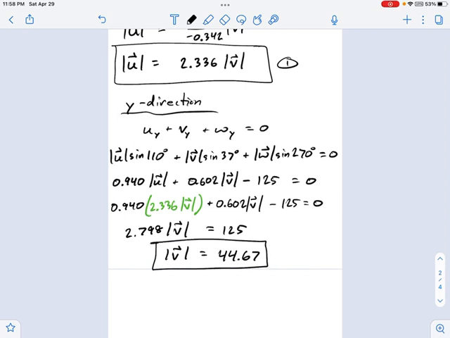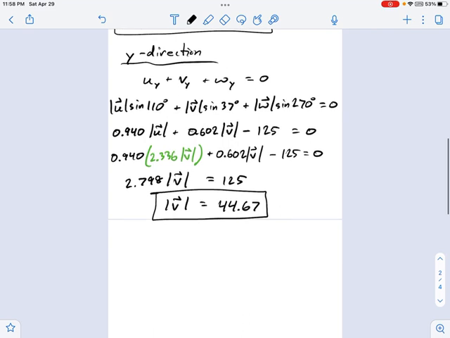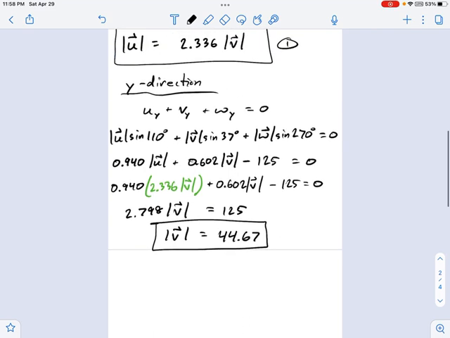Okay, so that's an answer. That's one of the answers to the question. Now, I know I'm off a little bit because I made some rounding errors up above, right? I only used 4 digits. If you want to use like 5 or 6 digits, you'll be more precise than I am. But now what I'm going to do is plug this into that equation. I'm going to take equation 1 again. Magnitude of the u vector equals 2.336 times 44.67. Okay, I'm going to plug this right in that parentheses.